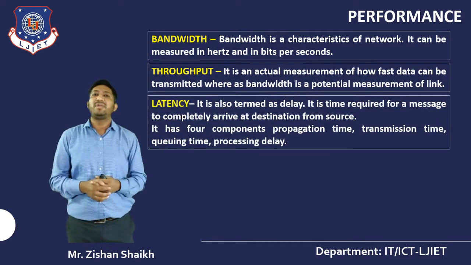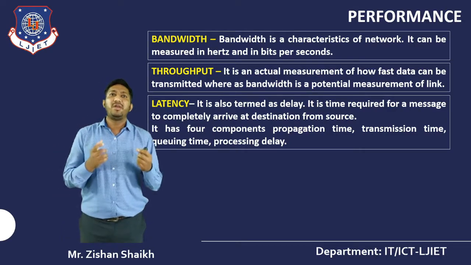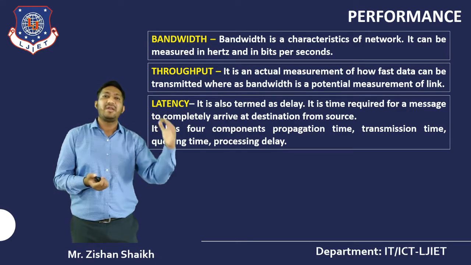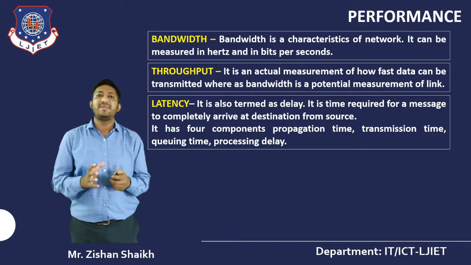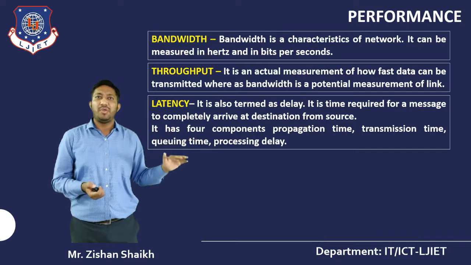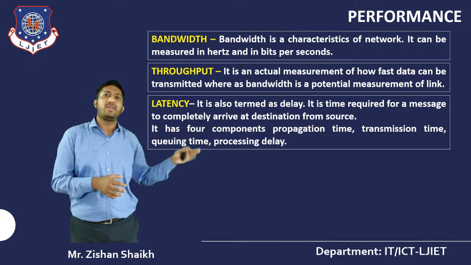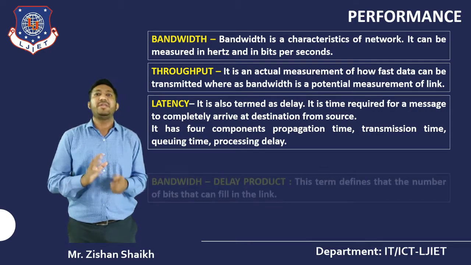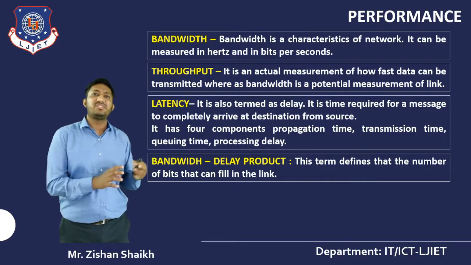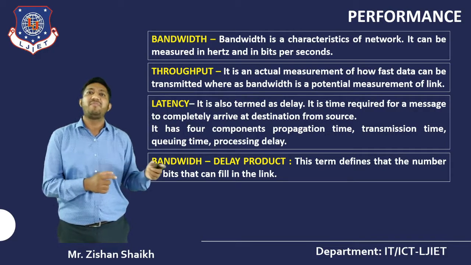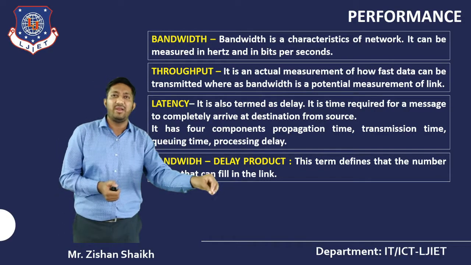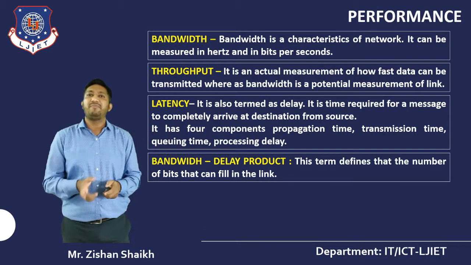Now next one is latency. Latency is the term for how much delay is occurring. It is the time required for a message to completely arrive at the destination from the source. We can say that latency is divided into four parts: propagation time, transmission time, queuing time, and processing time. These terminologies are already covered in detail in unit number 1. Next terminology is the bandwidth delay product. This defines the number of bits that can fill the link. If my transmission link is there, how much maximum data can I fill? That is the bandwidth delay product.